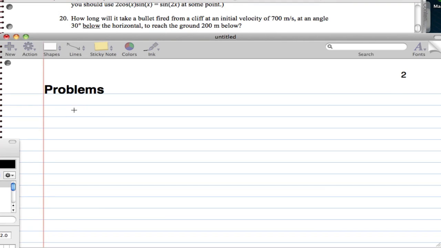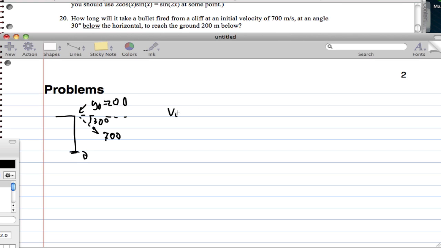Alright, so number 20. Let's get going. On this problem, we have a cliff and we launch something at 30 degrees below the horizontal, like this. We want to know how long it takes to reach the ground 200 meters below. So this is 0 and we start off at a y naught of 200.